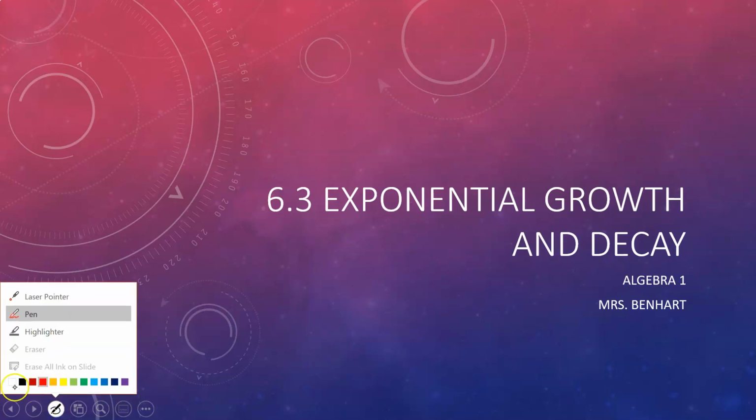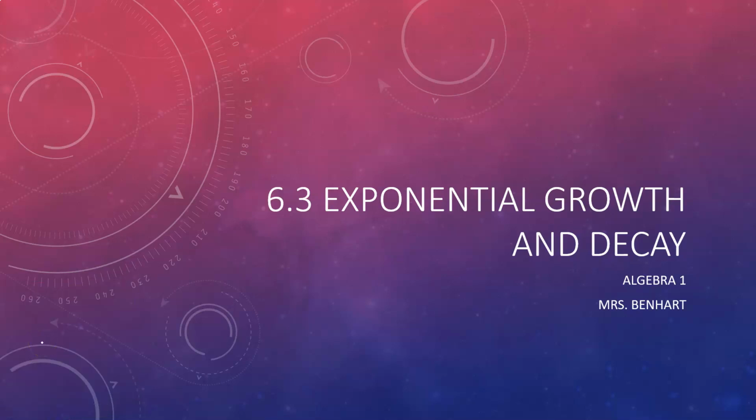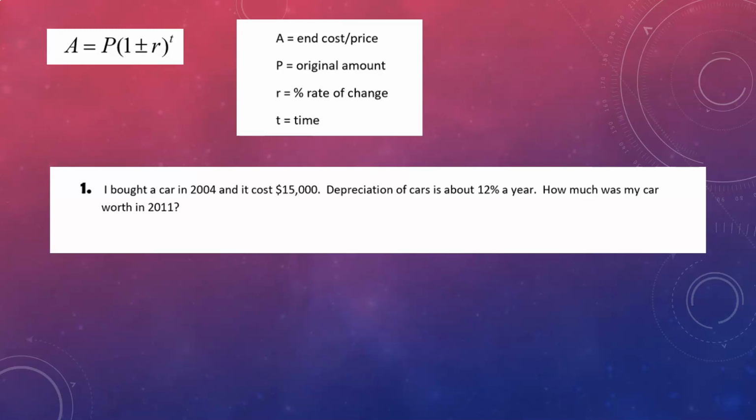Okay, this is section 6.3, exponential growth and decay. Here's a formula. This whole section is going to be a matter of plugging into the formula. Exponential growth is when you're increasing in value. Exponential decay is when you're decreasing in value, and the best example of that is depreciation on your car.